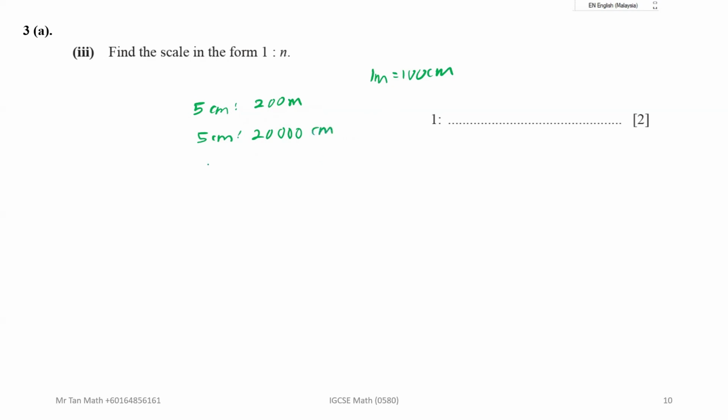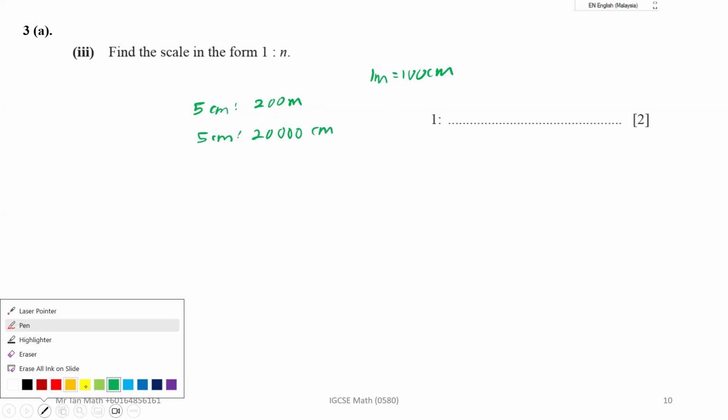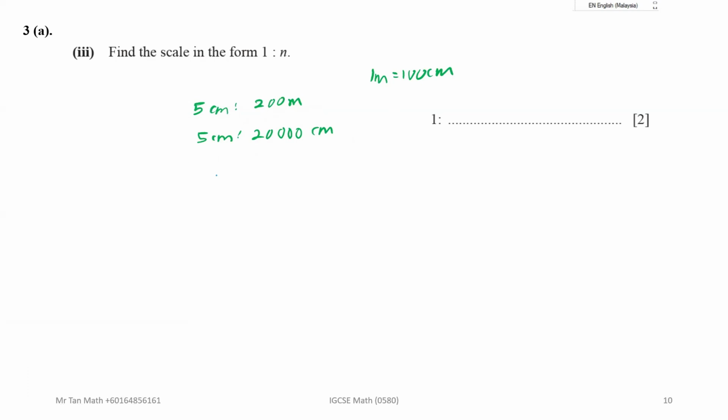cm. Okay, now you want to change to 1. You need to make this to 1 to something. So you divide by 5, this you divide by 5, you will get 4,000. Make sure you change to the same unit first.